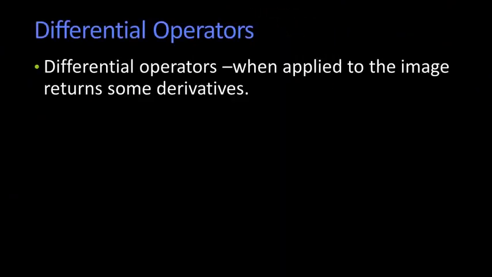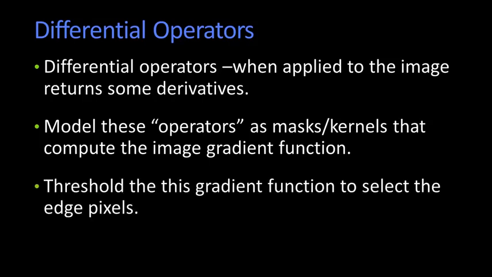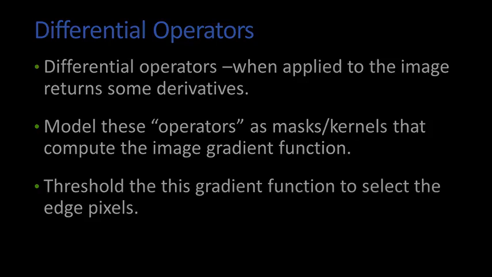So let's talk about differential operators. A differential operator, when applied to an image, returns some derivative. We're going to model these operators as filters, as masks, as kernels that compute that image gradient function. Then we're going to threshold this gradient function to select the edge pixels. All of which brings us to the question: what is a gradient?